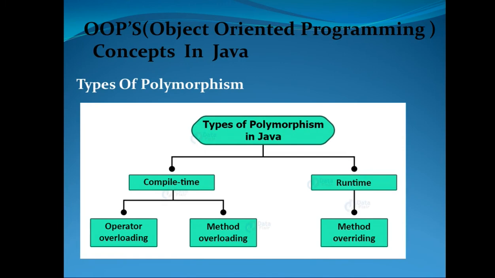So let's discuss the types of polymorphism. According to the concept, the types of polymorphism in Java are compile time and runtime polymorphism. In compile time polymorphism, we are talking about operator overloading and method overloading, and in runtime polymorphism, we are talking about method overriding. Note that operator overloading is not allowed in Java, but method overloading and method overriding are allowed in Java.